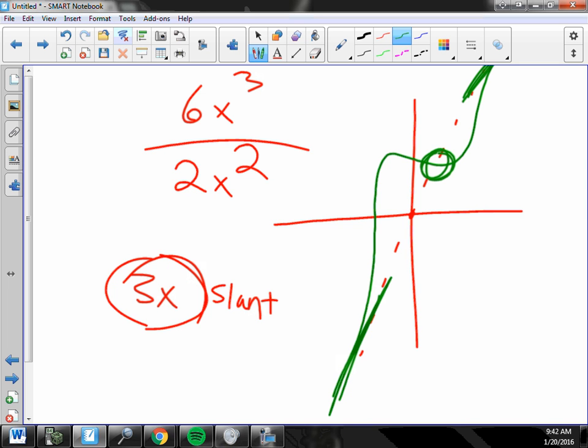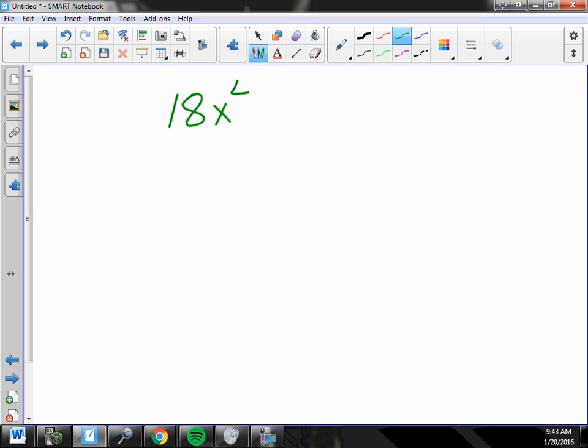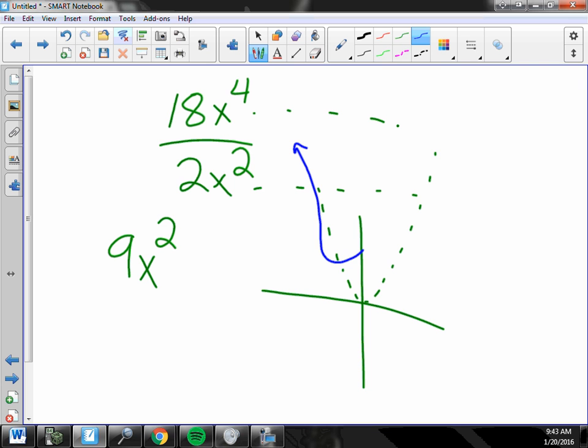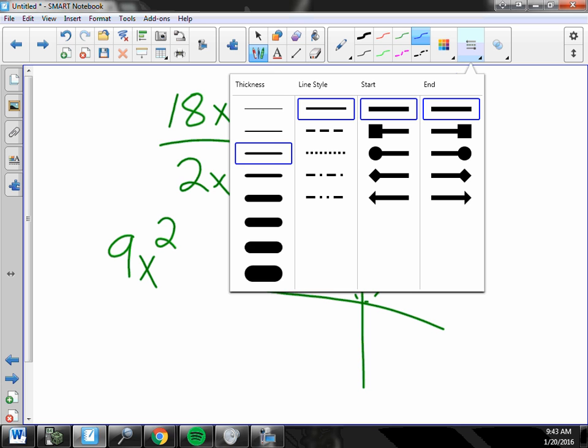And you can even get more complicated than that. If I had 18x to the fourth over 2x squared, and again, these are going to have more on the ends. I divide those and I get 9x squared. This is a quadratic asymptote. So the asymptote would look like this. So your graph might be... yeah. So it's going to get closer and closer to that parabola. Wow, that's new.